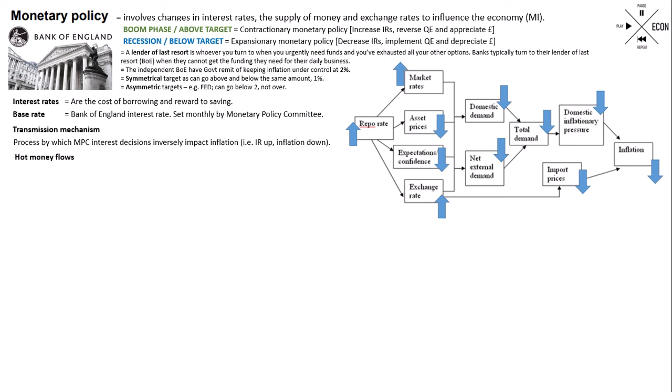And obviously the opposite works as well. Now, I didn't talk about the exchange rate there. See if you can remember what hot money flows is.